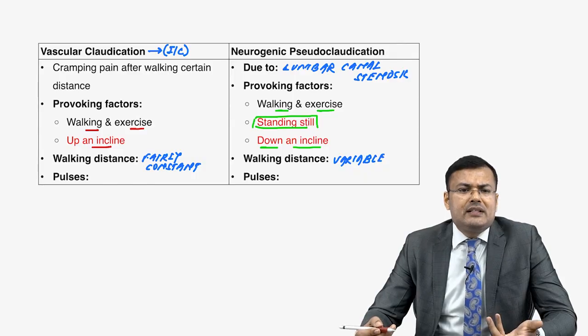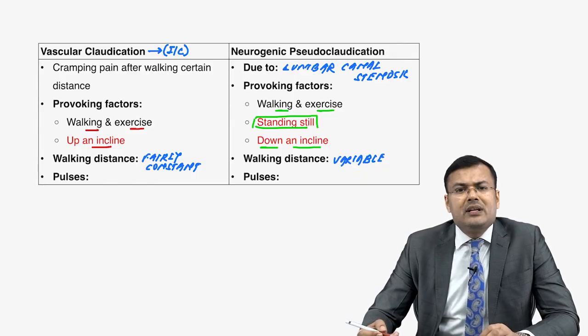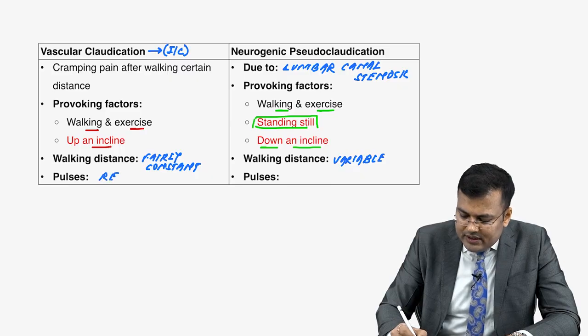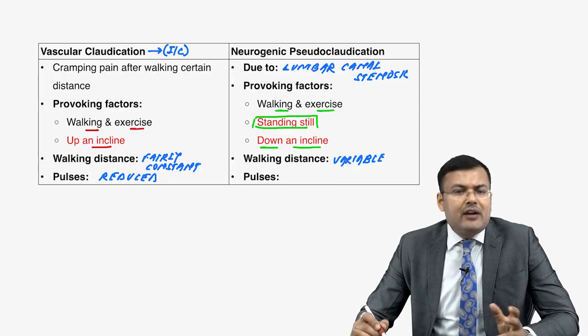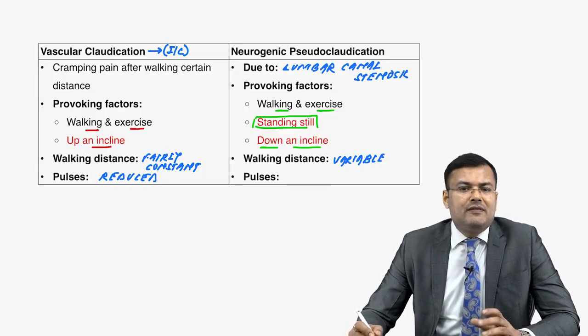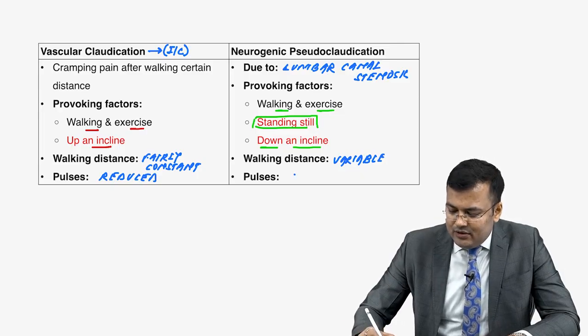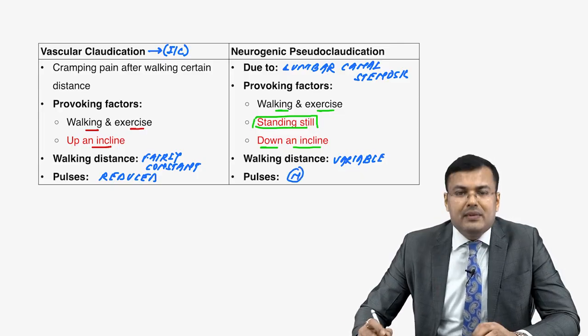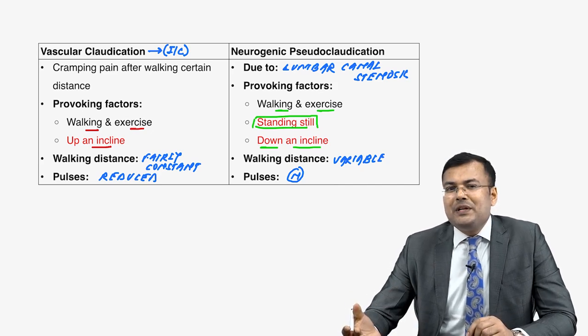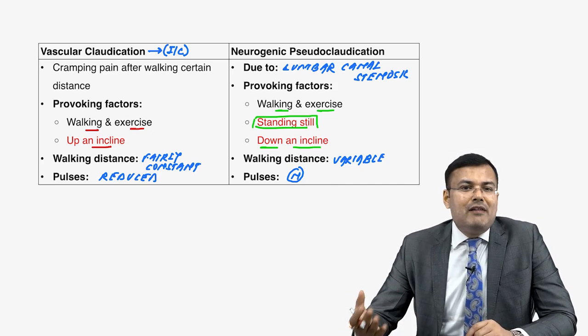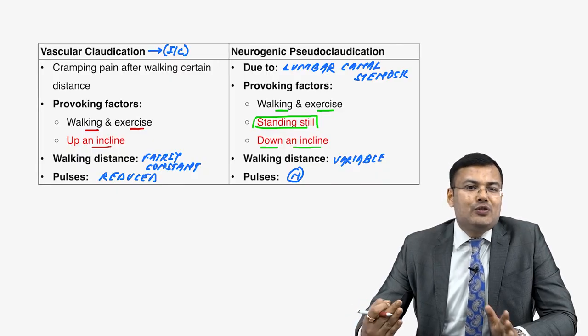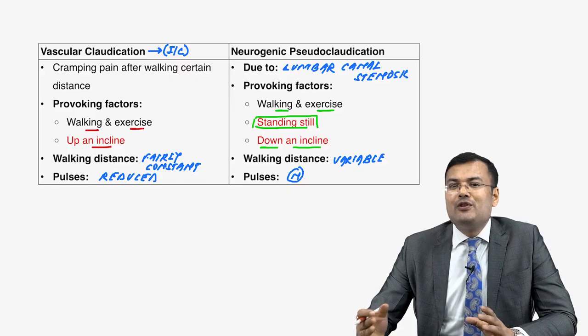Distal pulses, obviously in vascular claudication, are reduced because of vascular occlusion, and pulses are normal if it is occurring because of lumbar canal stenosis. So this is the difference between vascular claudication and pseudo-claudication, that is, neurogenic pseudo-claudication.